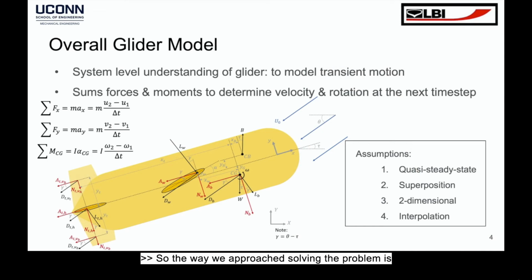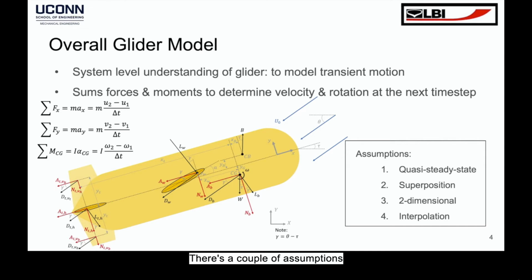The way we approach solving the problem is we ran CFD simulations on the different components of the glider, so the body, wings, and tail fins. And then we created a model that took these results from the CFD components and combined them together in order to understand the full glider behavior. By summing the forces that you see in the free body diagram, using simple Newton's law that you see on the left-hand side, you can find the velocity at the following time step, and you can iterate over this and get a transient view of the model.